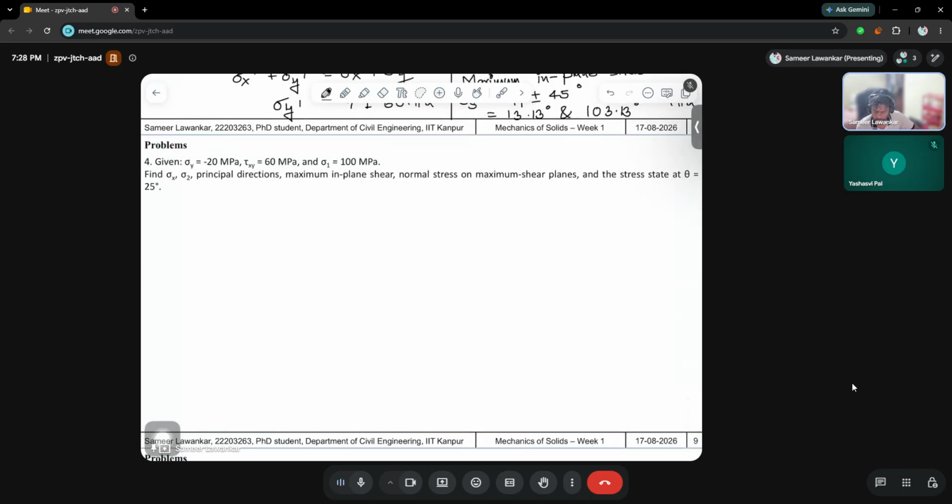Okay, so sigma y is given to us, tau xy is given to us, sigma 1 is given to us. We need to calculate sigma x, sigma 2, principal directions, maximum in plane shear again, normal stress on maximum in plane shear plane, something new, and the stress state at theta equal to 25 degrees. Please at least try solving it so that it's clear that you are actually getting it.